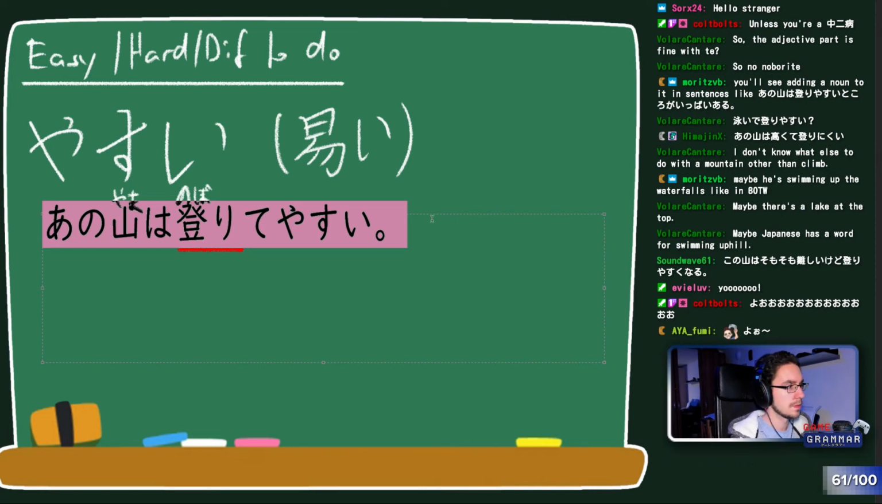Okay. Let's look at one more example of yasui, but then let's move on. So yasui is pretty easy because it just means easy. Like, wakariyasui deshou? It's easy to understand, right?